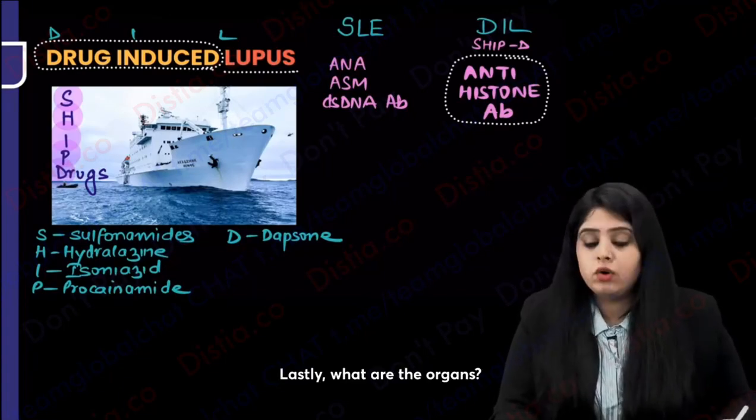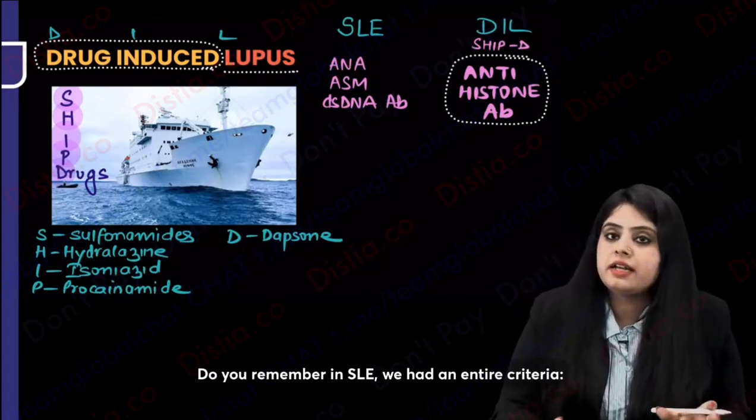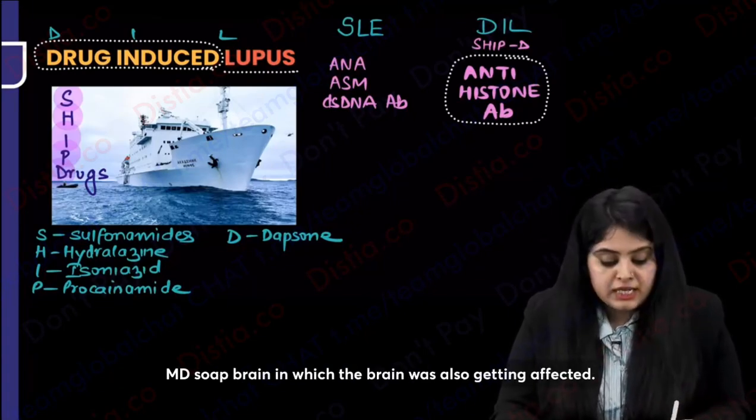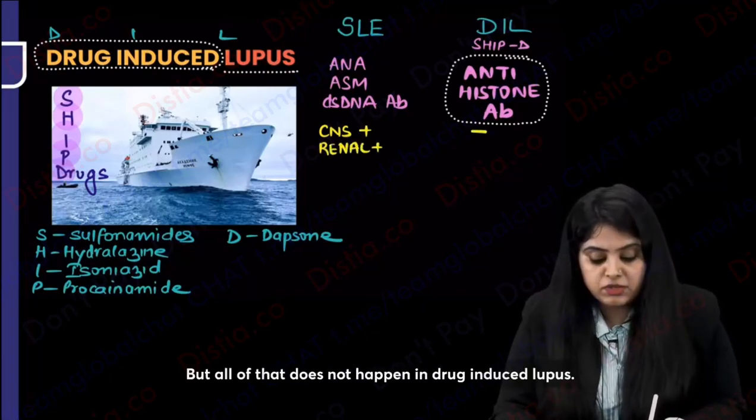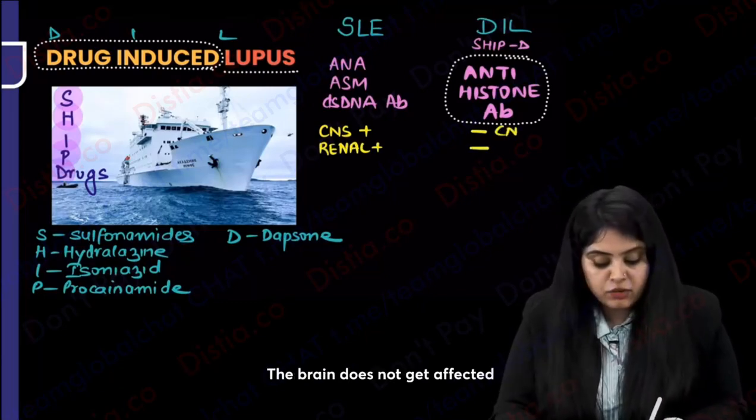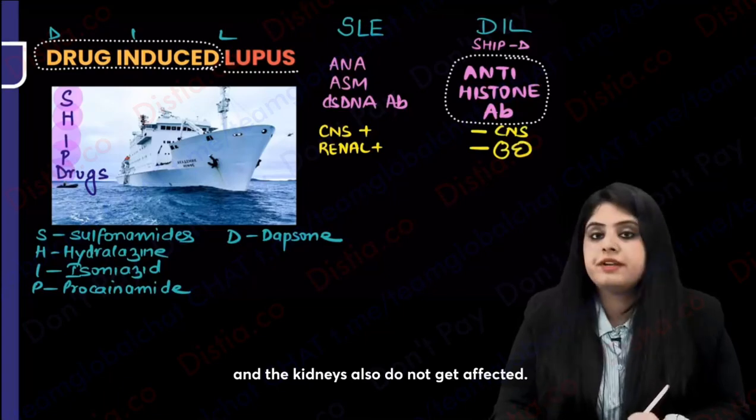Lastly, what are the organs? Do you remember in SLE we had an entire criteria, MD SOAP BRAIN, in which the brain was also getting affected. Remember, kidney was also getting affected, lupus nephritis, but all of that doesn't happen in drug-induced lupus. The brain does not get affected and the kidneys also don't get affected.